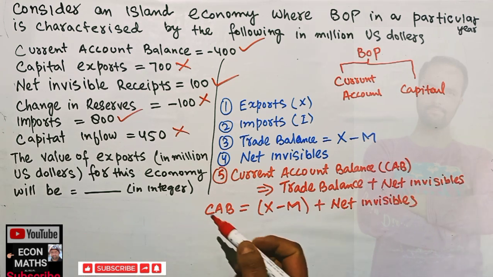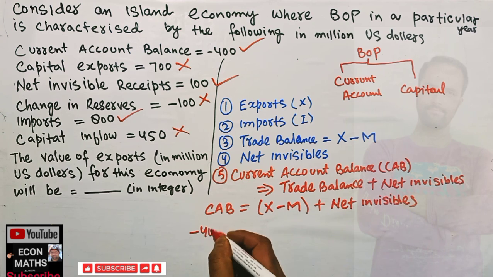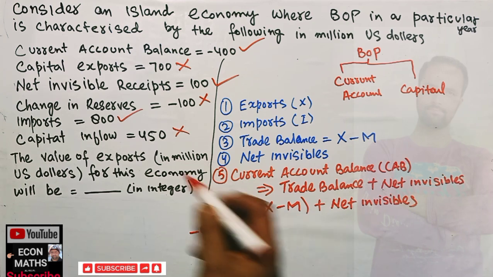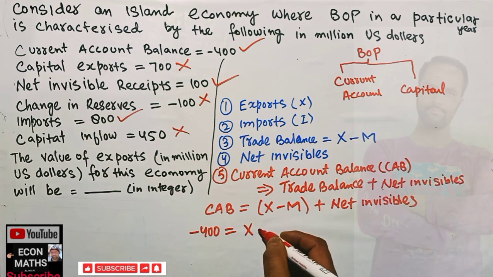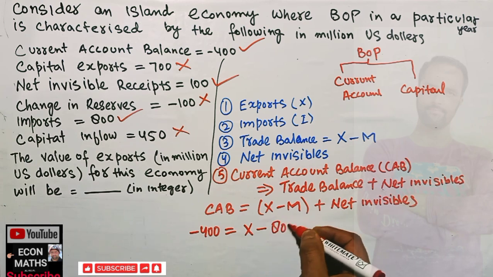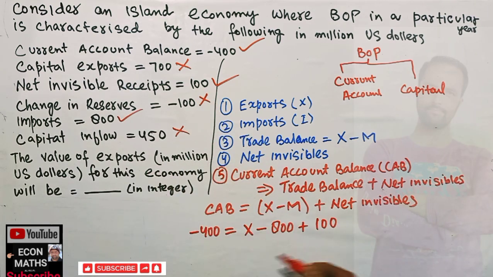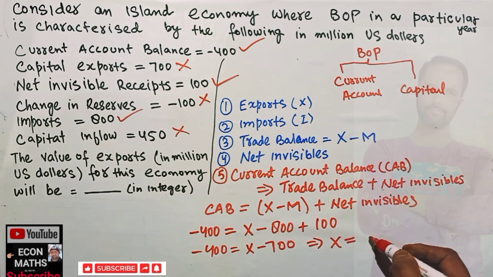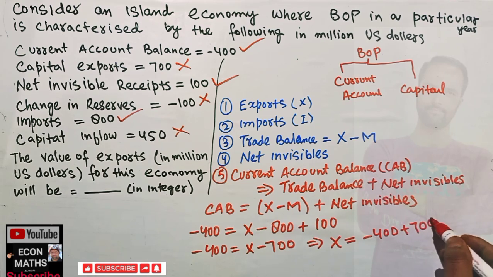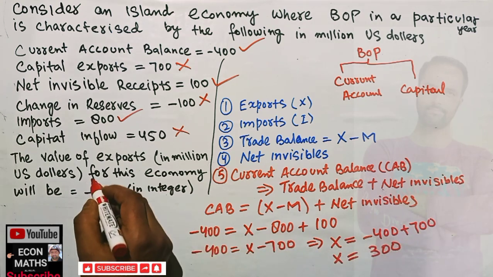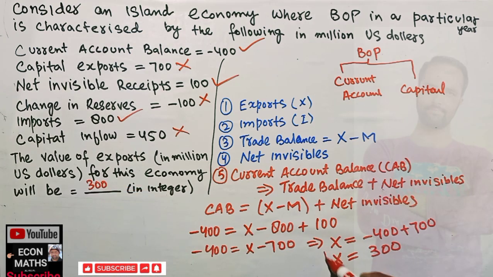Then what is our current account balance? Minus 400 is equal to exports, which we need to calculate, minus imports, which is 800, plus net invisibles, which is given as 100. If we solve this for x, minus 400 is equal to x minus 800 plus 100, which comes out to be x minus 700, which implies x is equal to minus 400 plus 700, which comes out to be 300. So we have 300 million US dollars as the value of exports.